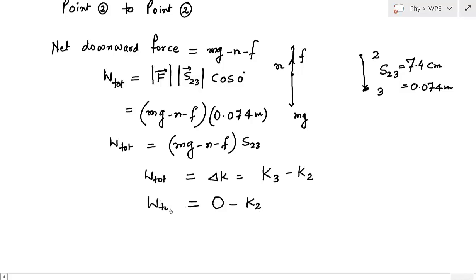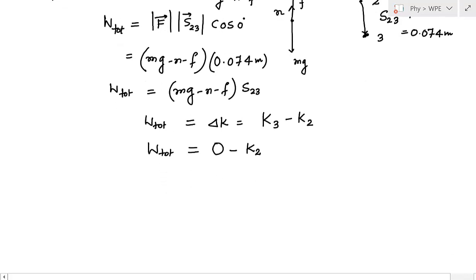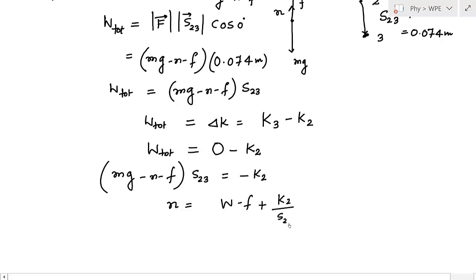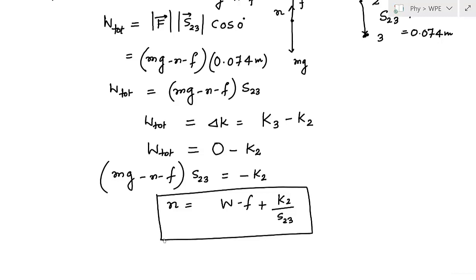So this is total work done. And now we know total work done is nothing but Mg minus N minus F times S23, and this equals minus K2. Now if you solve, you can calculate N from here. So you can write N equals W minus F plus K2, divided by S23. If you simplify, you can calculate the normal reaction. So this is the normal reaction we have when this hammer is falling from point 2 to point 3.